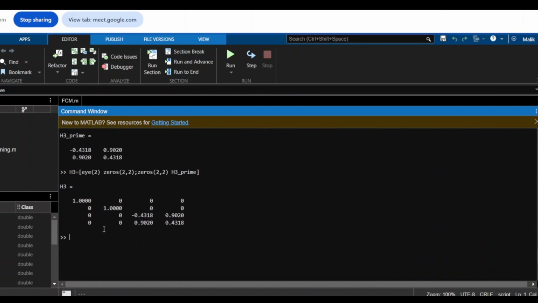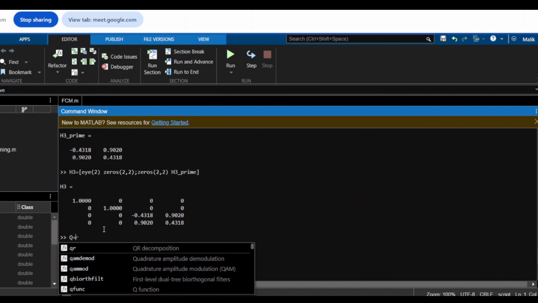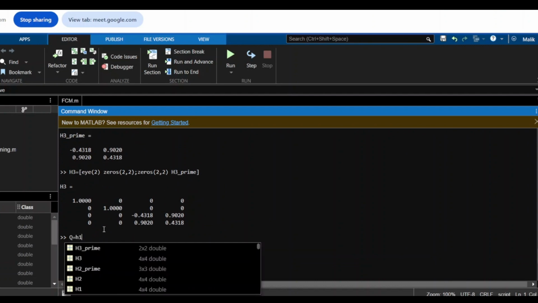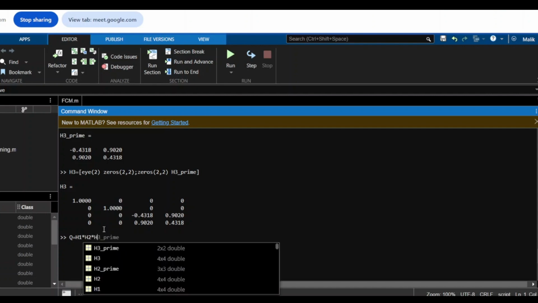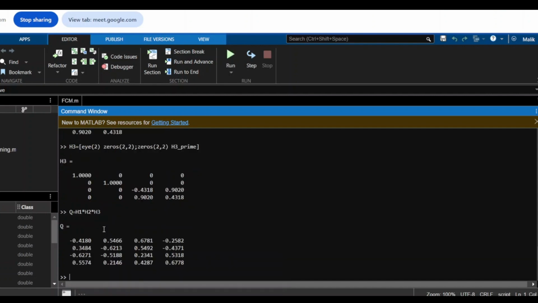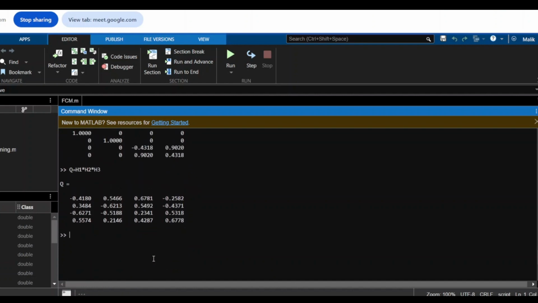Now finally we have gotten all. So what we can write, Q equal to H1 multiplied with H2 multiplied with H3. So this will be my Q matrix.